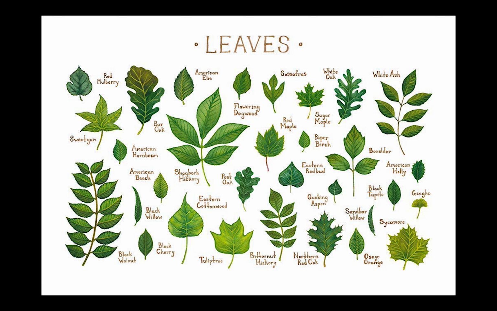The second identifiable part of a tree is the leaf. First, look at how the leaf is arranged on the stem. Are they directly opposite each other, or do they alternate with each other in a zigzag pattern? Are the leaves simple or compound? A simple leaf only has one part, and a compound has more than one part.